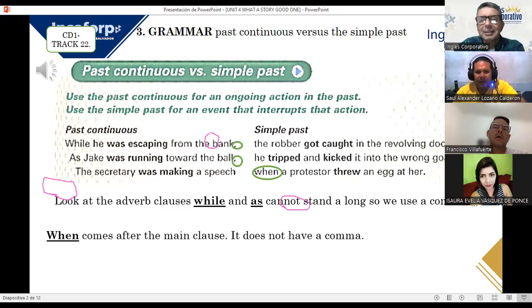I'm sorry, I'm going to say this in Spanish. Su pregunta es muy válida. Sí puede usar while entre medio de las oraciones. Y sí puede. Pero entonces la primera oración tendría que ir en el pasado simple y la segunda en pasado continuo, después de while. Okay.